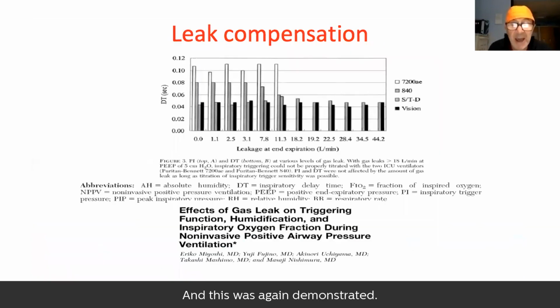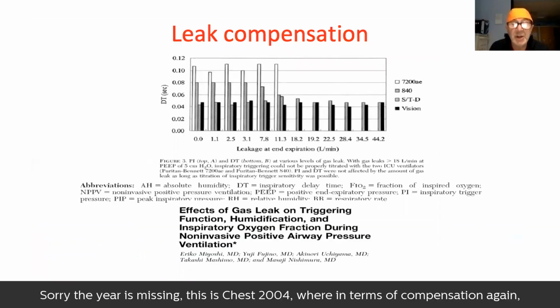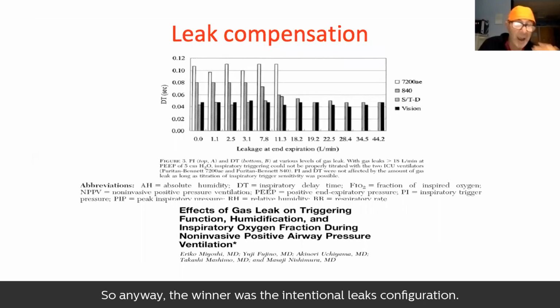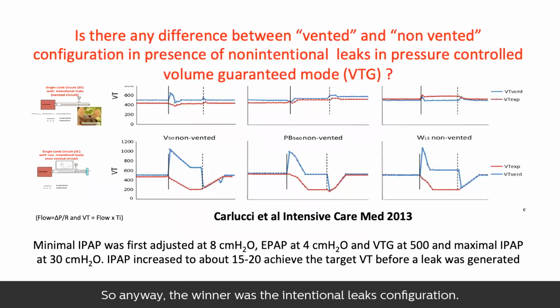And this was again demonstrated, sorry, the year is missing, this is CHEST 2004, where in terms of compensation, again, the BiPAP STD did better than the Puritan vented 7200, a very powerful ICU ventilator. So anyway, the winner was the intentional leaks configuration. Well, time passed by, and we arrived in 2013.